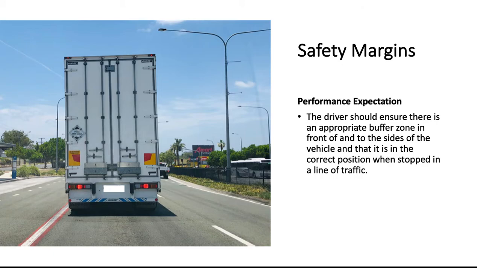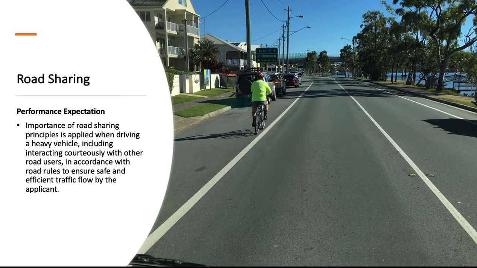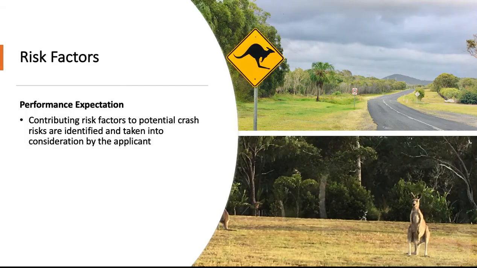Safety margins. The driver should ensure there is an appropriate buffer zone in the front of and to the sides of the vehicle, and that it is in the correct position when stopped in a line of traffic. Road sharing. The importance of road sharing principles is applied when driving a heavy vehicle, including interacting courteously with other road users in accordance with road rules to ensure safe and efficient traffic flow by the applicant.